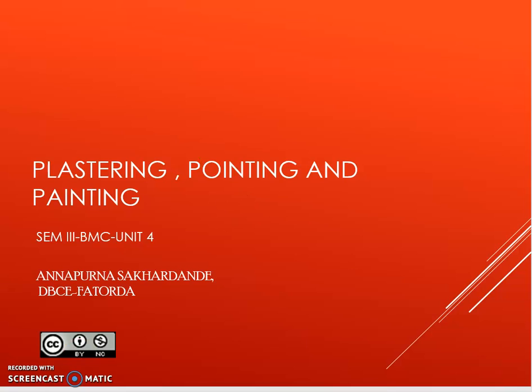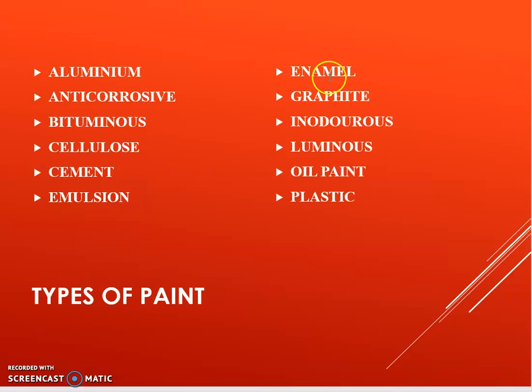Going ahead with the surface finishing, we had started with paints. Next, we have types of paint. A few of these we have already covered. We start with what is enamel paint. Now, enamel paint is available in different colors.